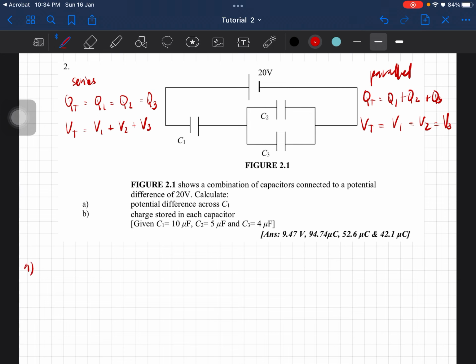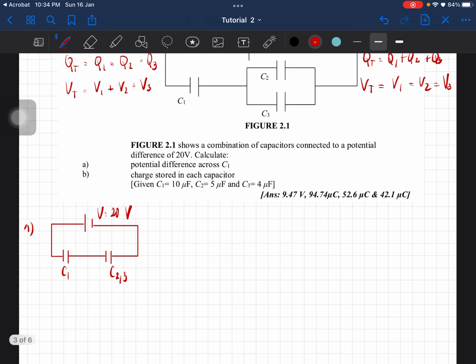Okay, so let's do question A. So firstly, we have to simplify this circuit. So how do we simplify? By simplifying C2 and C3. So it should be something like this. Okay, you are simplifying them, so you should get this. So this is going to be your C1, this is your C2,3. This is your V, which is equal to 20 volts.